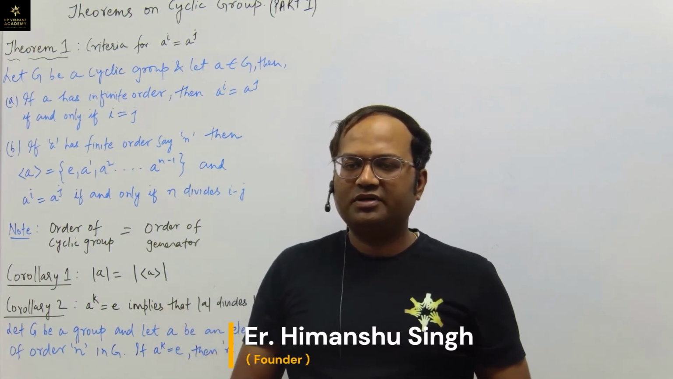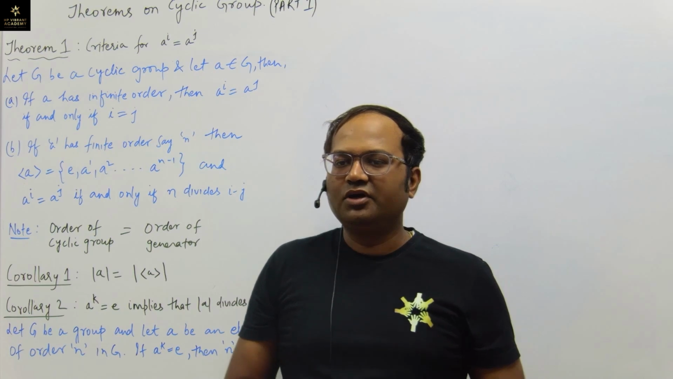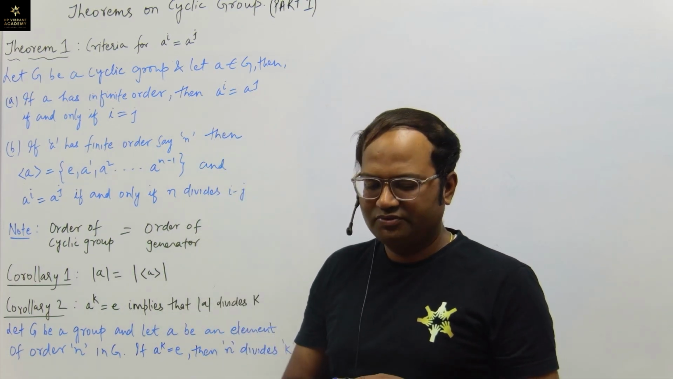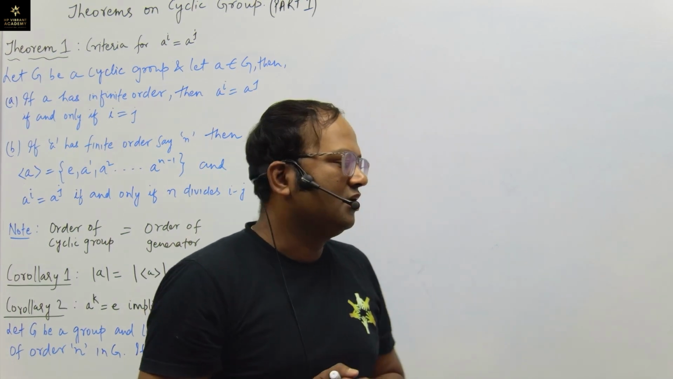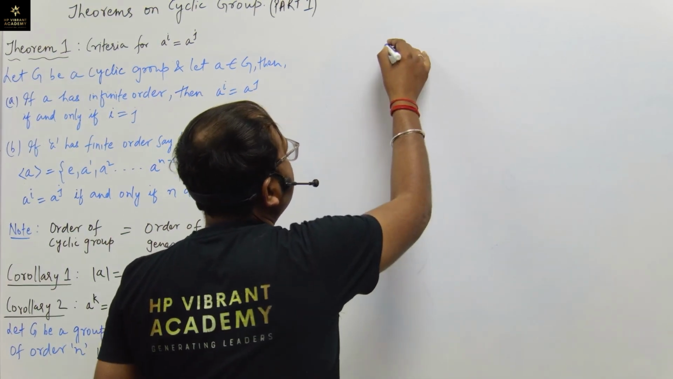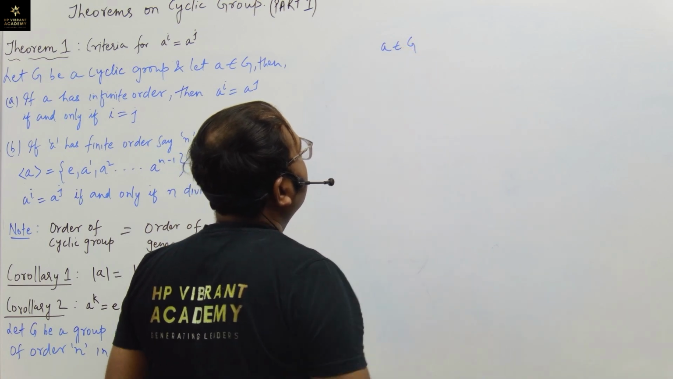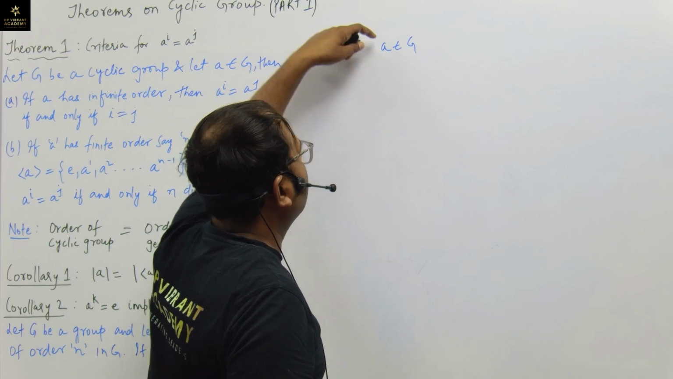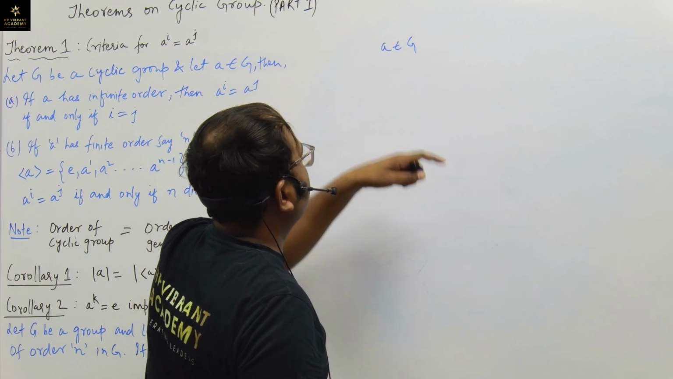In the last lecture we were discussing the groups of unity. In this lecture we will discuss the theorems on the cyclic group. What we have seen in the concept of cyclic group is that suppose there is an element a existing in G. If this element is generating the whole group, then we call that group a cyclic group, and this element that is generating the whole group is called a generator.